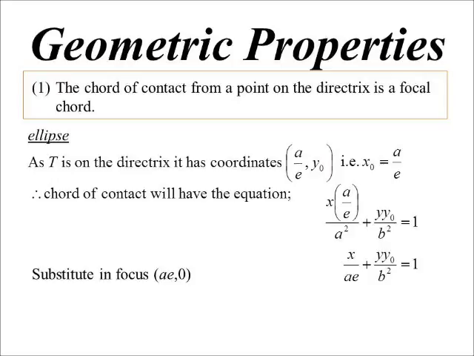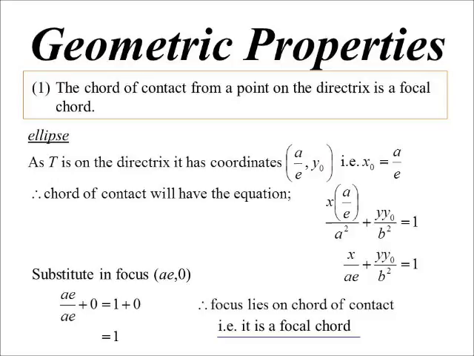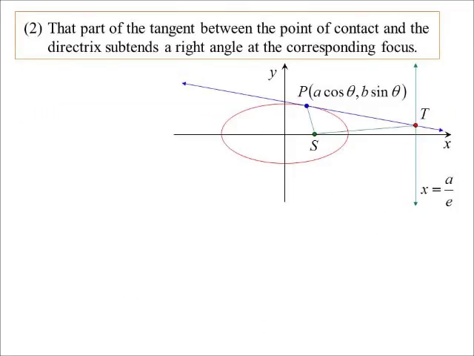Now the focus is (ae, 0). So if I substitute (ae, 0) into that, yes, I do get 1. So the chord does pass through the focus. So yes, the focus lies on the chord of contact. In other words, it is a focal chord. So there's a proof of that little one. Which then leads us to this beauty.